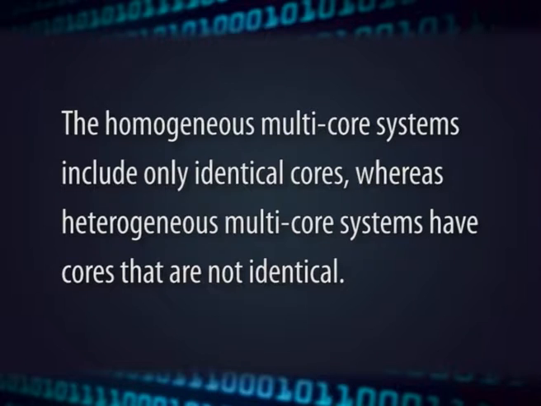The homogeneous multi-core systems include only identical cores, whereas heterogeneous multi-core systems have cores that are not identical. Just as with single processor systems, the cores in multi-core systems may implement architectures such as superscalar, very long instruction word, in short called VLIW, vector processing, SIMD, single instruction multiple data, or multi-threading.